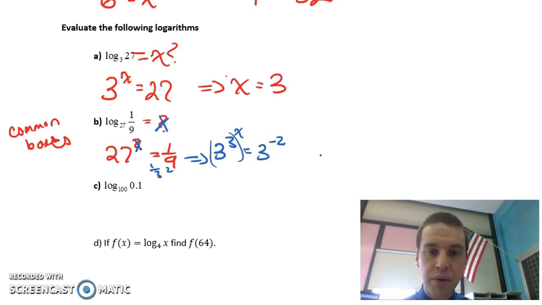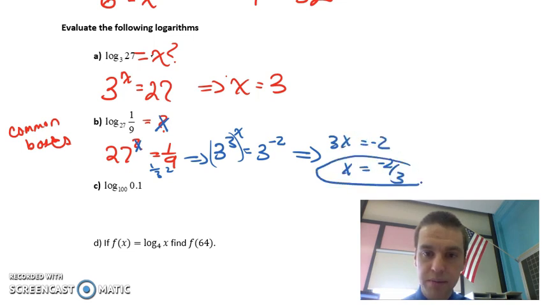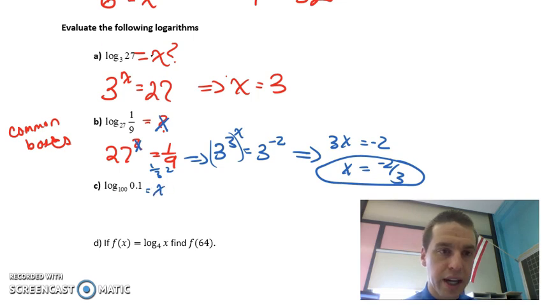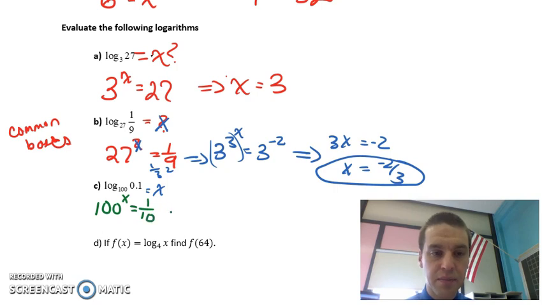Well, we know that when we have the same bases, we can set the exponents equal to each other. You know that an exponent to an exponent is multiplying. So you have 3x equals negative 2, and x equals negative 2 over 3. If we look here, and we can set that equal to x, I'll change colors so we don't get confused. 100 raised to the x equals 0.1, which can also be written as 1/10.